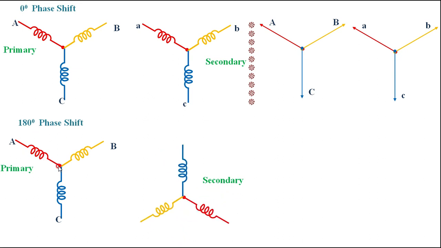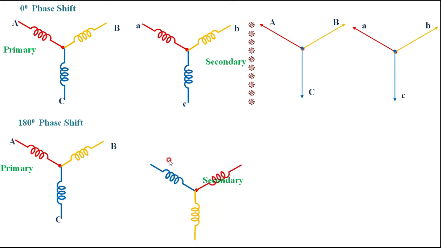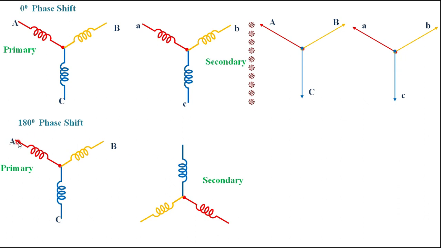See, previously A is where it was. Let us look once again. Previously it is here, and here it is shifted by 180. Means from here to here it is shifting. It is exactly opposite to this. Therefore, the phase shift in this case is 180 degrees. Then how do we draw the vector diagram for this?